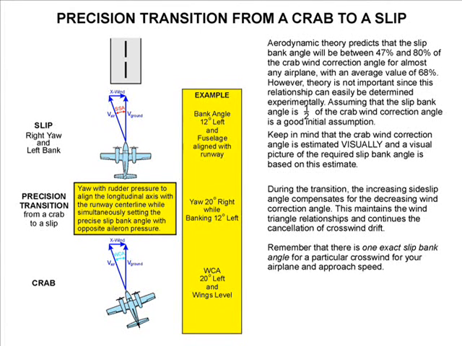Assuming that the slip bank angle is 1/2 of the crab wind correction angle is a good initial assumption. Keep in mind that the visual relationship between these two angles is far more important than their exact numerical relationship. The crab wind correction angle is estimated visually, and a visual picture of the required slip bank angle is based on this estimate.